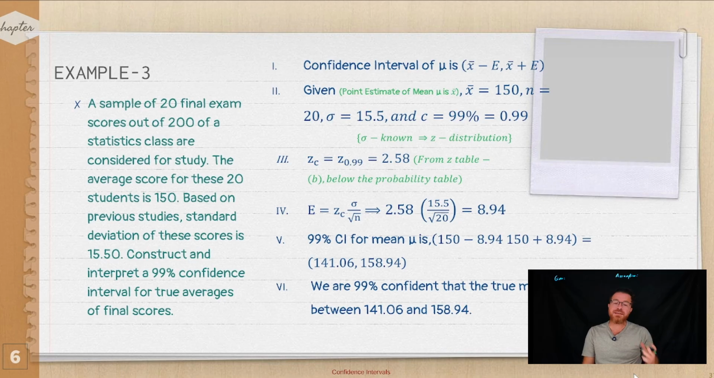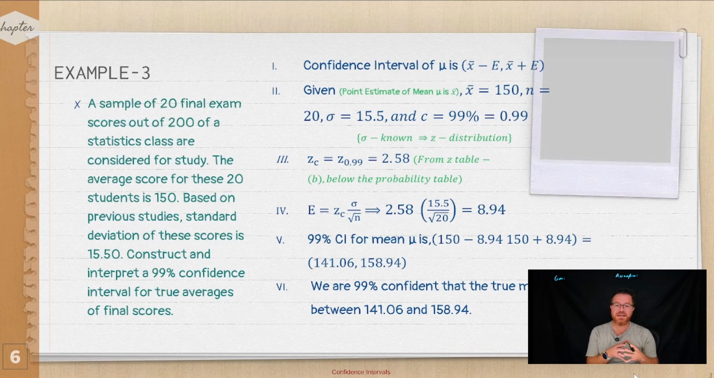In this next example, we have a sample of 20 final exam scores out of 200 for a statistics class that are considered for a study. The average score for these 20 students is 150. Based on previous studies, the standard deviation of these scores is 15.50. Construct and interpret a 99% confidence interval for the true average of these final scores.